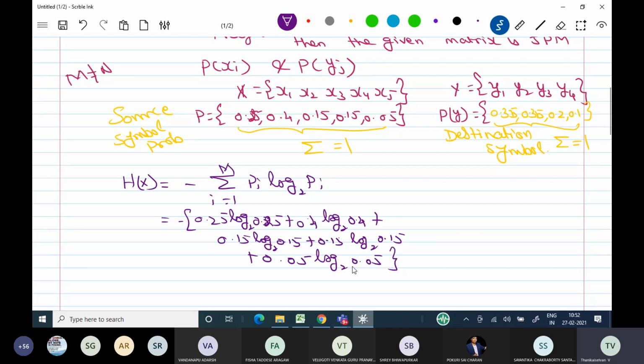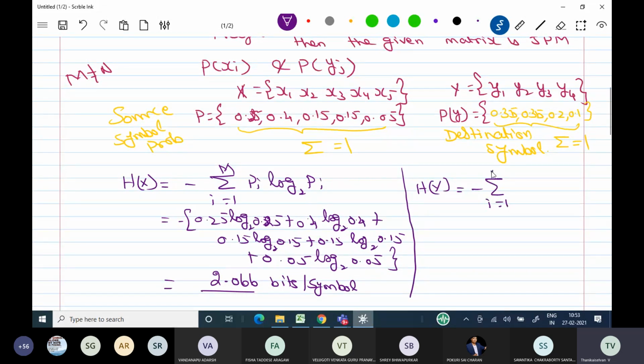Now you see this, when we calculate this, the answer for the source entropy, that is h of x, is going to be 2. I'll give it later, you can calculate. Bits per symbol is the answer for source entropy. So now I am calculating the destination entropy, where h of y is equal to minus summation over i equal to 1 to n.